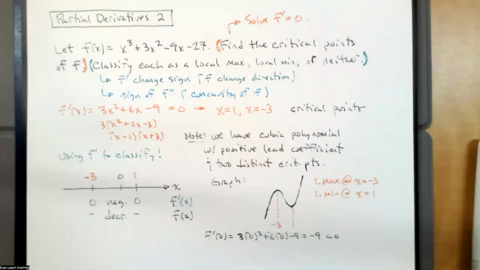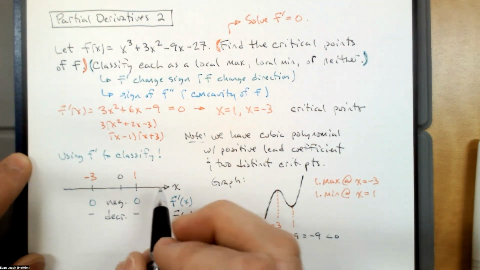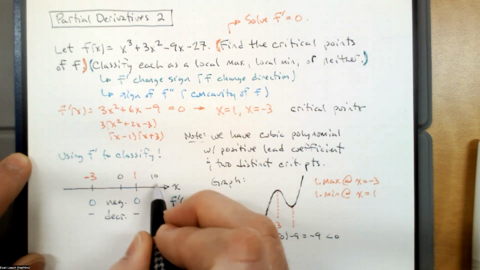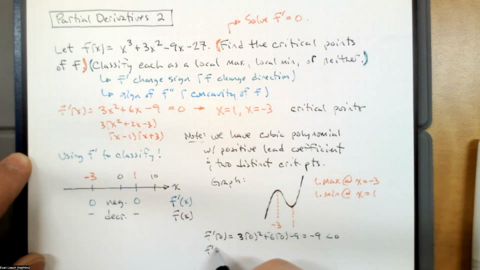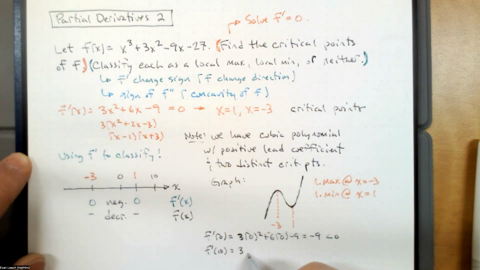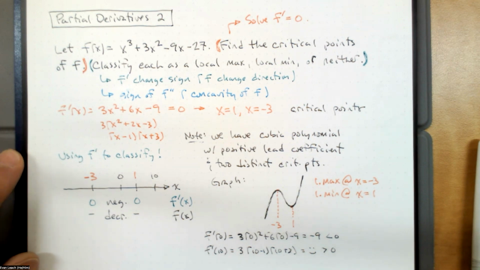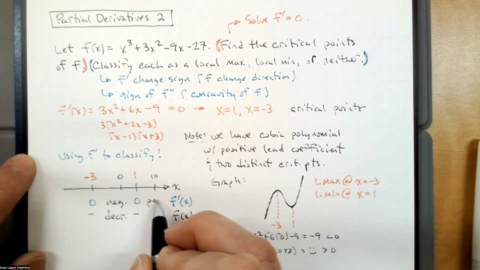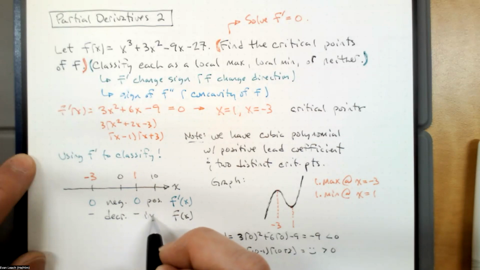Now I need to check values above and below. So I know 2 is like right here, but let's go with 10. And then f prime at 10. Instead of using the standard form, I'm going to use this factored one. 3 doesn't actually matter, but 10 minus 1 is positive. 10 plus 3 is positive. So whatever this is, it's positive. So f prime of x is positive, so f of x is increasing.